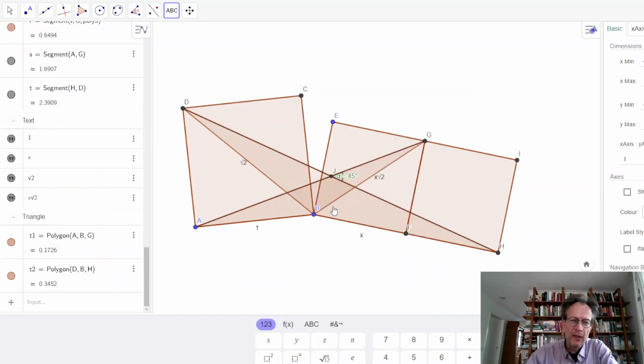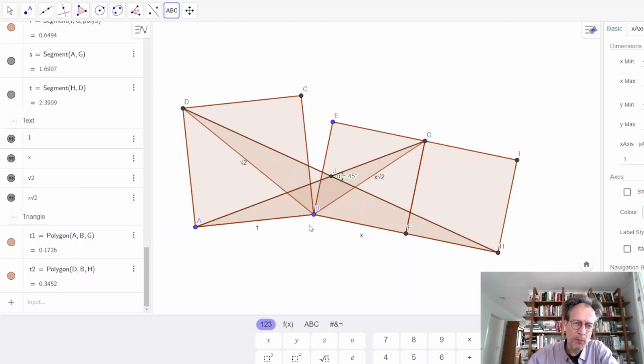Well, what we can establish first is that this angle, ABG, is exactly the same as the angle DBH, because there is a 45 degree and there is a 90 degree plus this little angle that separates the two triangles. Well, here we also have 90 degrees, 45 degrees plus that same angle, so they add up to the same. So we know that those angles are the same.